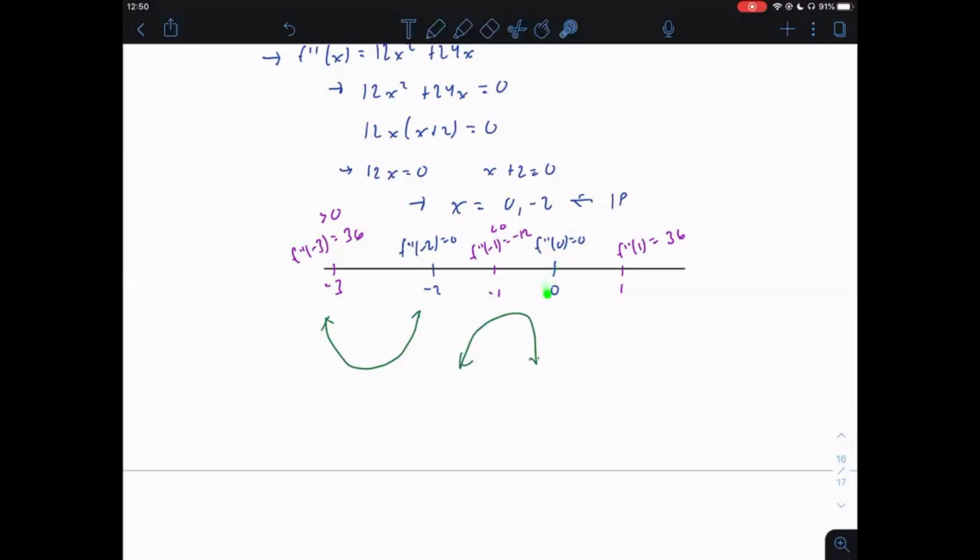But after the second inflection point, since the second derivative becomes positive again, that means after 0, after our function hits 0 along the x-axis, it starts to open upwards.